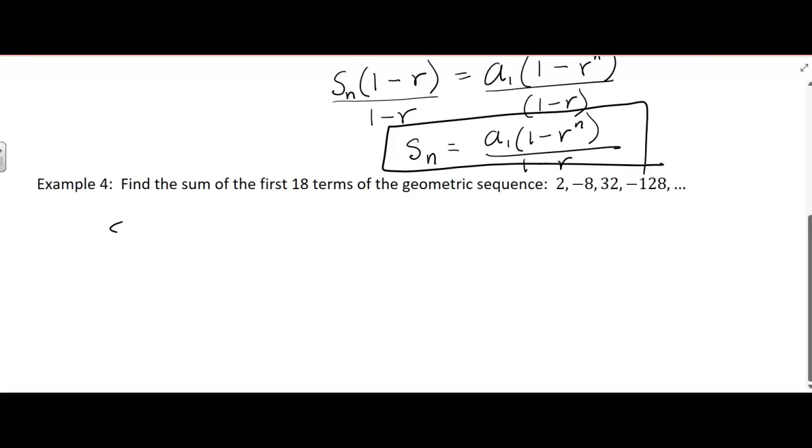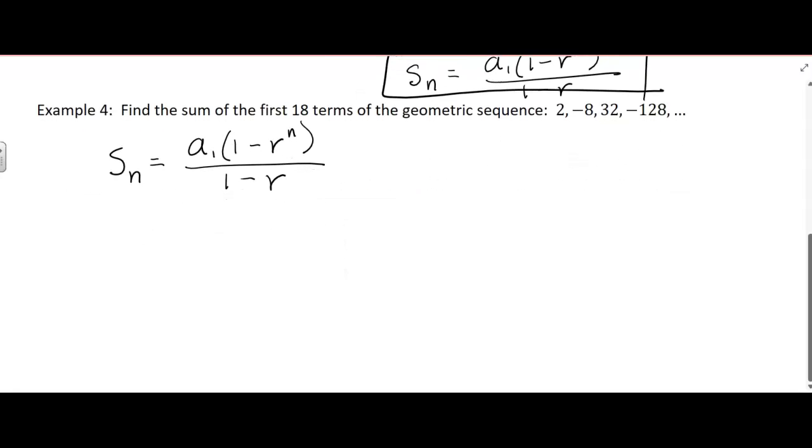And so I'm going to write it, we're going to use it here in problem example number 4. S sub n equals a sub 1 times 1 minus r to the nth over 1 minus r. Of all the formulas, there's quite a few, so start a good note page so you'll have all your formulas for the sequences and series. This is the one I have the most trouble remembering. Usually I remember the other ones pretty good, but this one, I always forget.